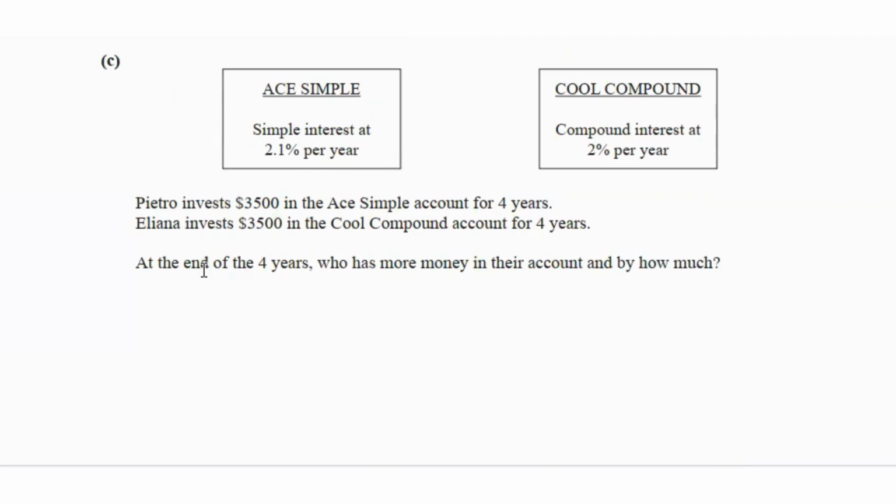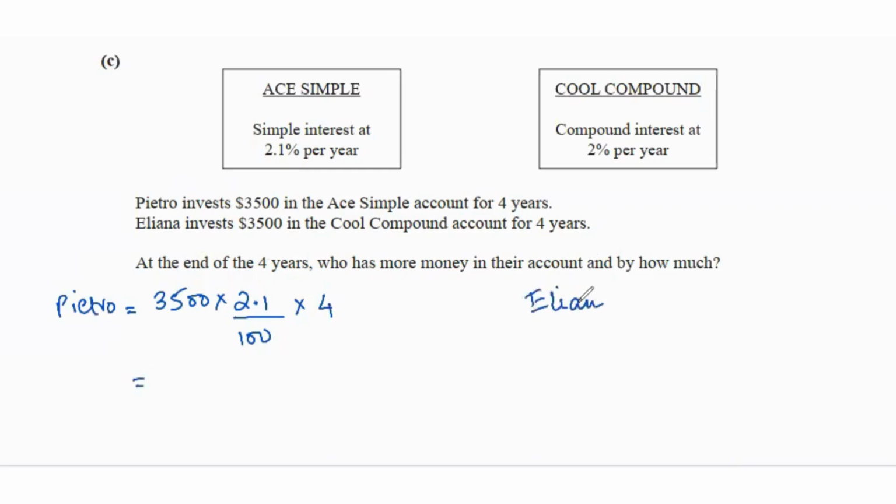Part C says that Petro invests $3,500 in the ACE simple account for 4 years. Aliana invests $3,500 in the cool compound account for 4 years. At the end of the 4 years, who has more money in their account and by how much? So the account type is different and the interest rate is also different. So if we find for Petro first, that's going to be 3,500, which is the principal amount, times the rate of interest, which is 2.1 over 100, times the time, which is 4 years.